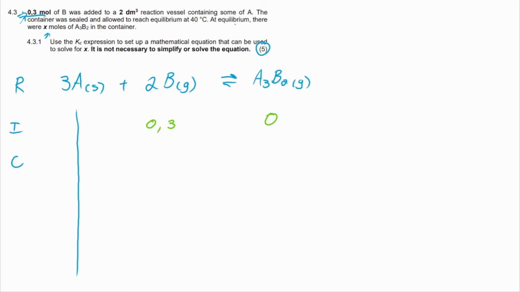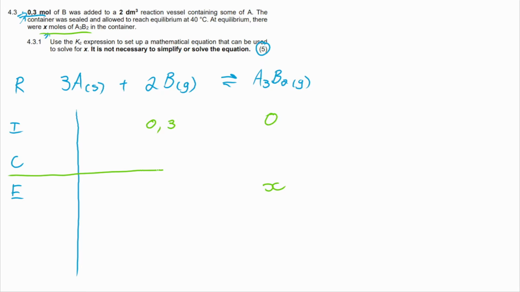They say at equilibrium there were X moles of that in the container. So they don't tell us what the change was, but they tell us our last part, E. E is for equilibrium. So R is reaction, I is initial, C is change, E is equilibrium. They tell us the number of moles at equilibrium of A3B2. We know at equilibrium there are X moles. So what was the change? How do we go from 0 to X?